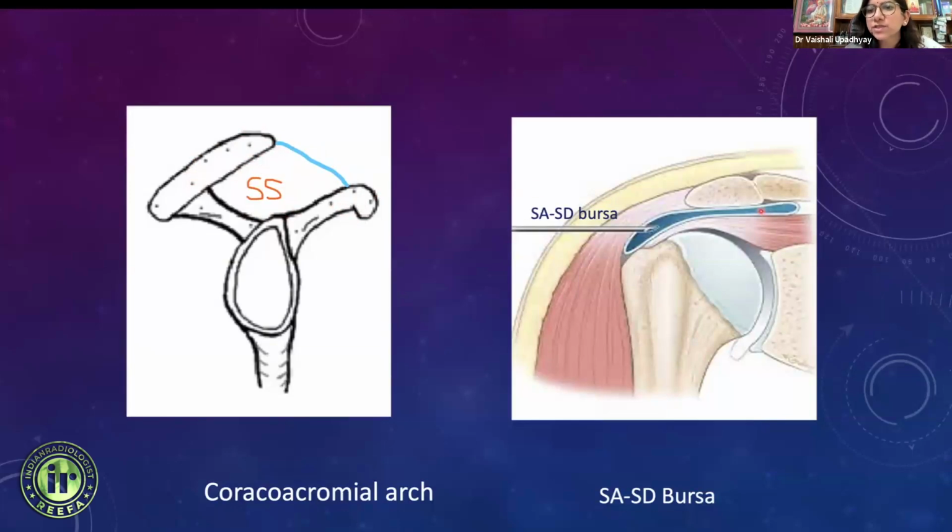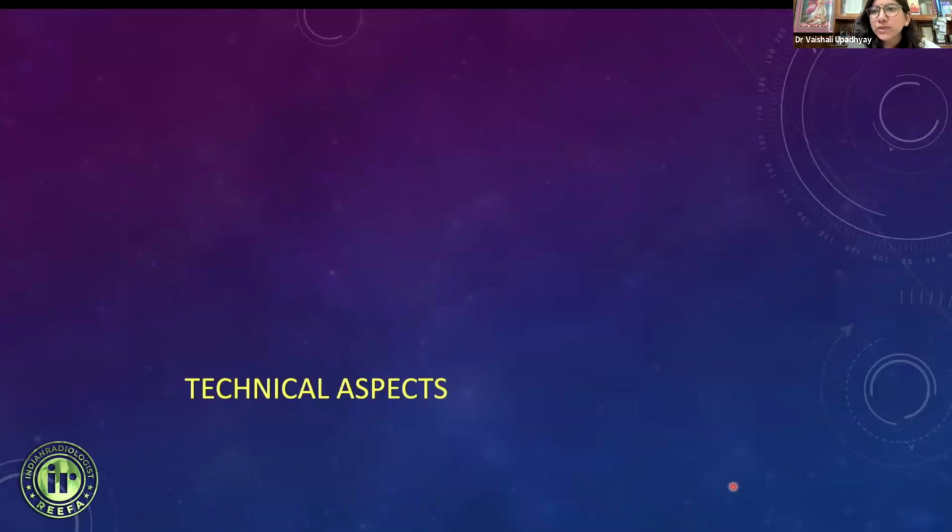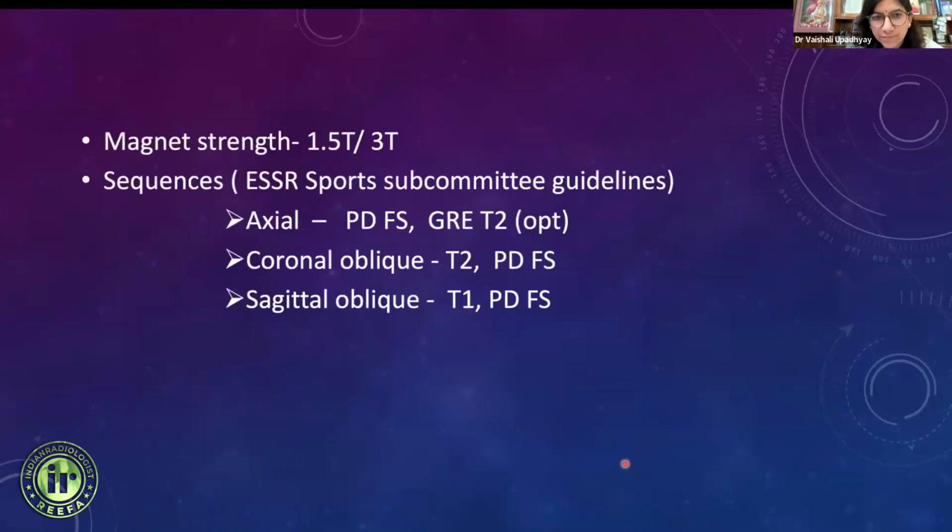Another important structure is this, indicated in blue, that is the subacromial subdeltoid bursa. So this is beneath the deltoid and the acromion and above the supraspinatus. So it allows for a smooth, frictionless movement of the supraspinatus. Now with that I've finished up the anatomical part. So let's go on to some of the technical aspects related to MR imaging of the cuff.